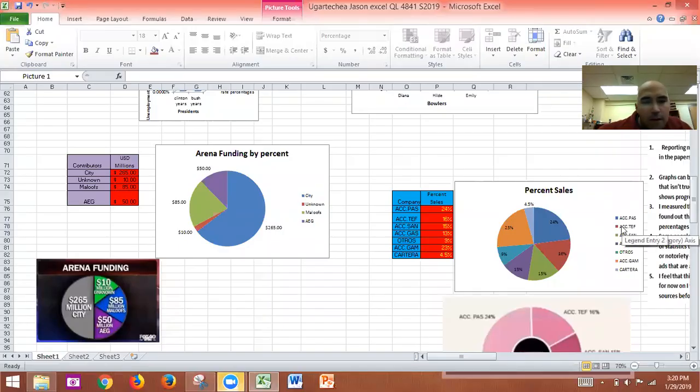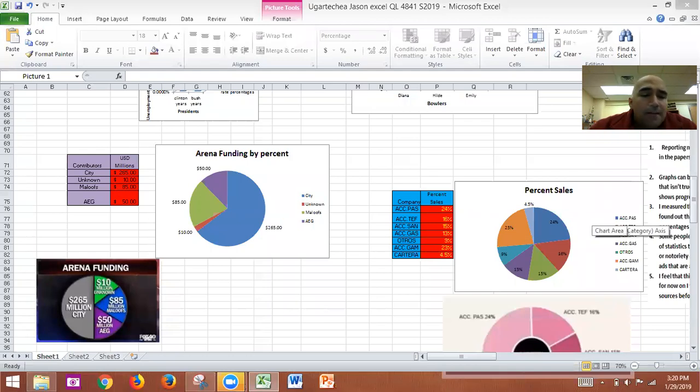And here on the bottom left, we have the arena funding by percentage. You can see the contributors and U.S. dollars in millions noted on the left side. For the city, $265 million, and then we have 10 million and then 85 million. And the AEG is set at 50 million. So what we did is we just broke those numbers down and put them on this chart, so everybody can see just how much everyone put forth in funds. You can definitely see that the city put forth quite a bit of money.